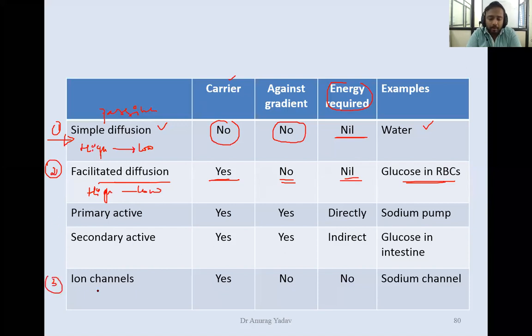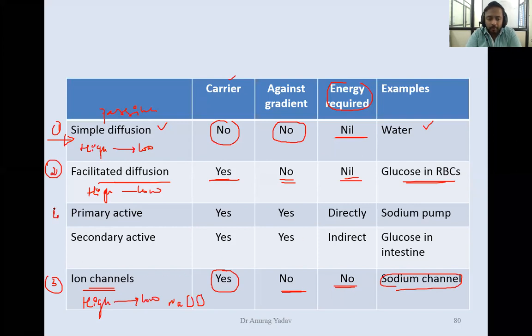Next, third, ion channels. Again, ion channels, do they have specific channels? Yes. Like sodium has its own different channels, potassium has got its own channel. So they are carrier protein mediated. But is it against the concentration gradient? No. It is also from higher concentration of that particular ion to the low concentration. Hence, they don't require the energy currency. Examples, you can give plenty of examples. All the ions, sodium, potassium, calcium, magnesium, phosphorus, anything you give, all those ions move through ion channels.